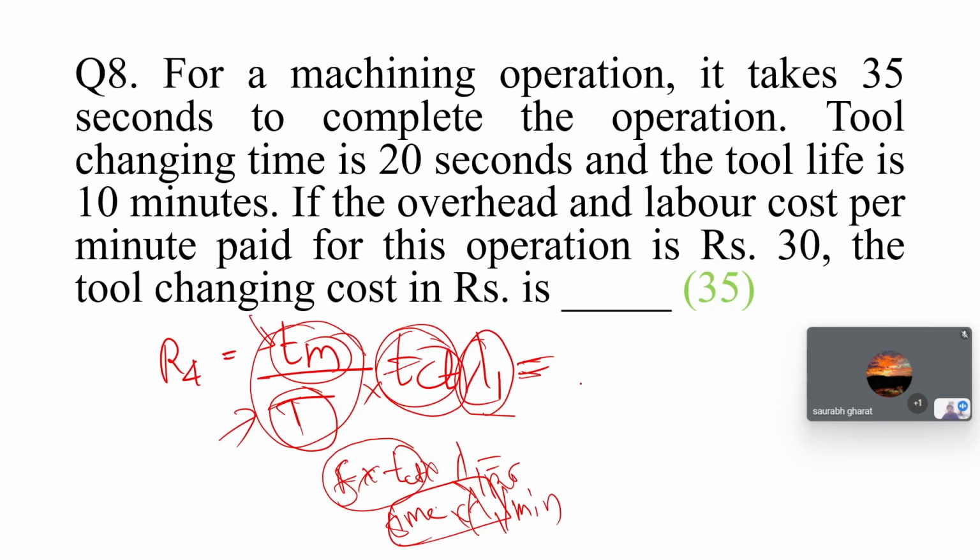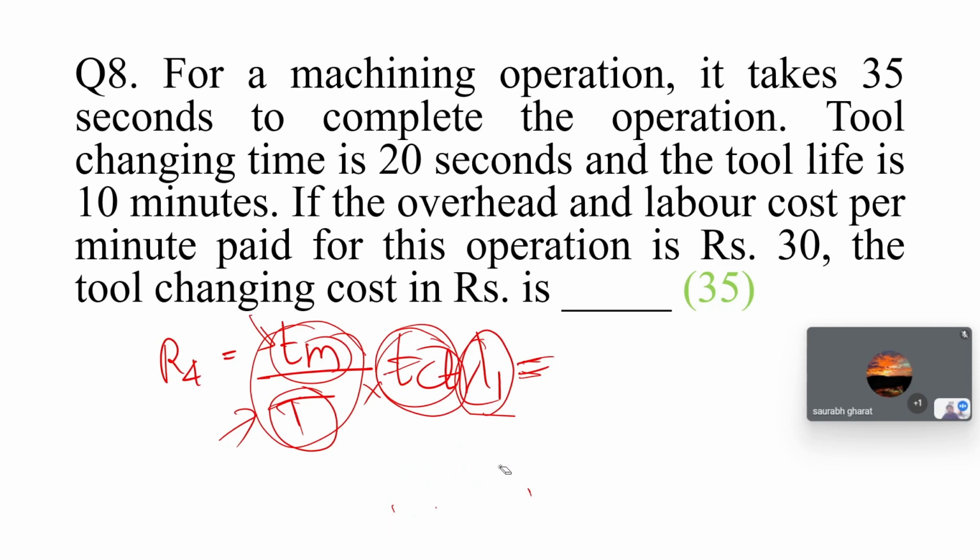So what you will do here, you have to substitute this part. Here your TM will be the machining time, which is 35 seconds, you know. And your tool life is 10 minutes, but it is in seconds, so you have to multiply the 10 by 60, because it is in seconds.